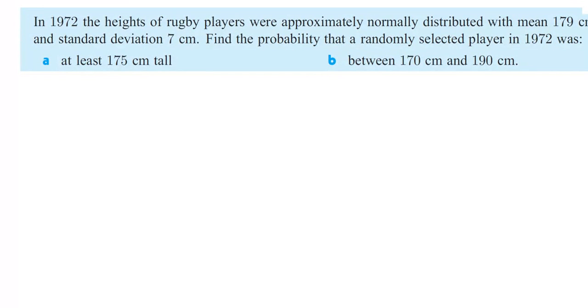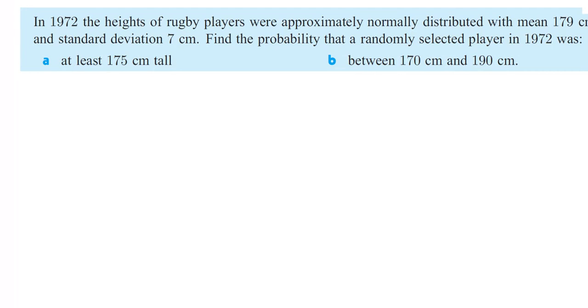Okay, we better do a question in some context now. So let's have a little look at this one. So in 1972, the height of rugby players were approximately normally distributed with a mean of 179 and a standard deviation of 7. Find the probability that a randomly selected player in 1972 was, and we've got some questions here.